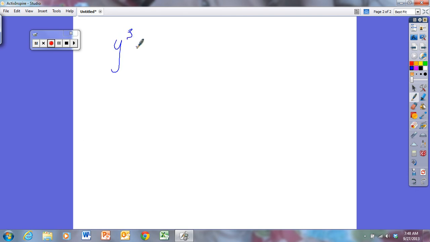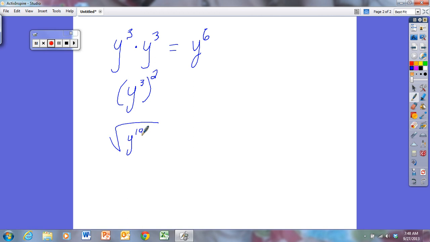Think about y to the 3rd times y to the 3rd. You know that when you multiply variables, you add exponents. So it's y to the 6th. But this could be written as y to the 3rd squared. So it's a perfect square because it's something times itself. So for instance, what is the square root of y to the 18th? It is y to the 9th. It's half of the exponent. Because y to the 9th times y to the 9th is y to the 18th.